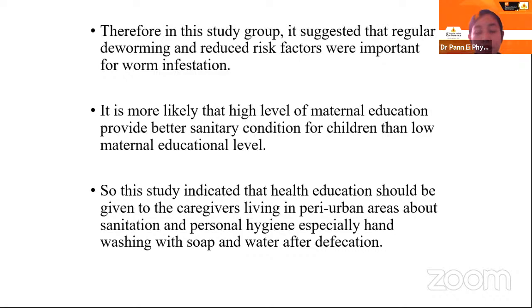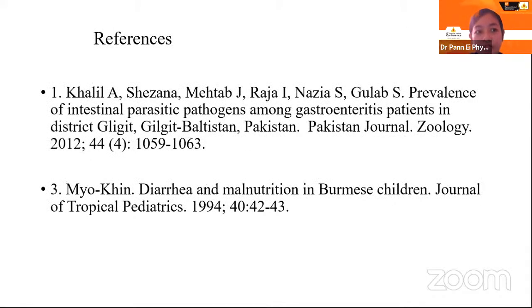Therefore, in this study group, it suggested that regular deworming and reduced risk factors were important for worm infestation. It is more likely that high levels of maternal education provide better sanitary conditions for children than low maternal educational level. So this study indicates that health education should be given to caregivers living in peri-urban areas about sanitation and personal hygiene, especially hand washing with soap and water after defecation. These are the references of the study.